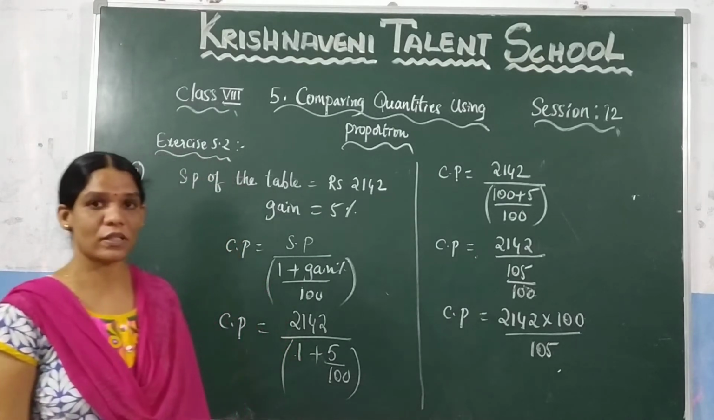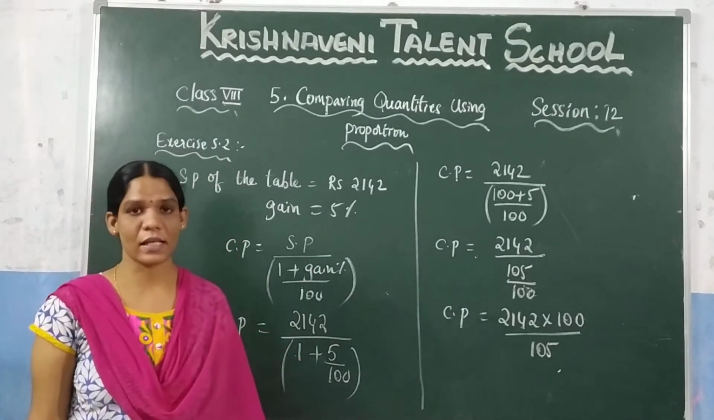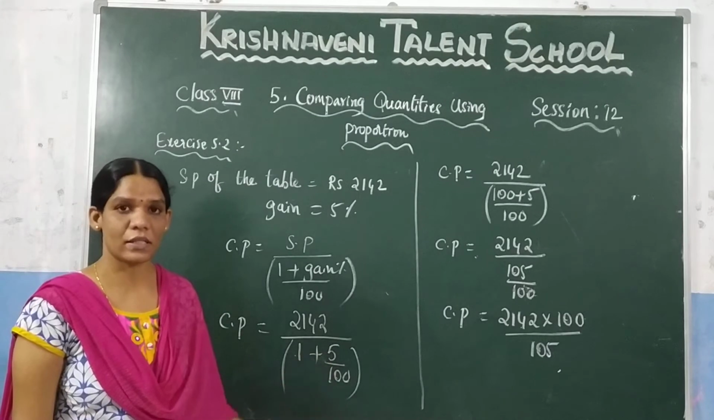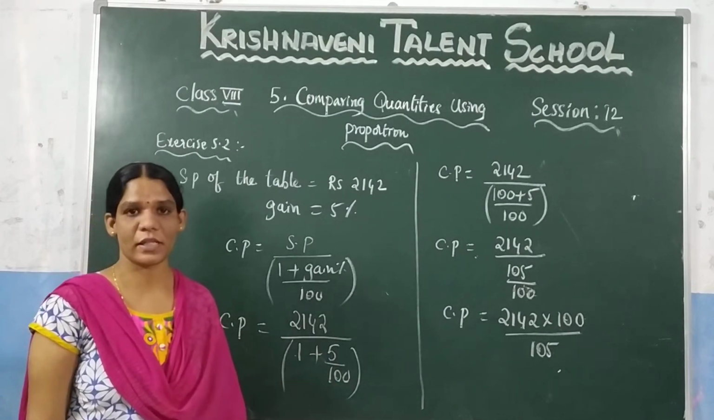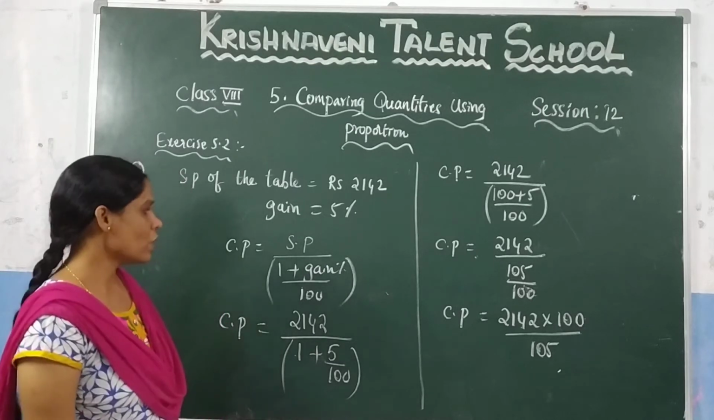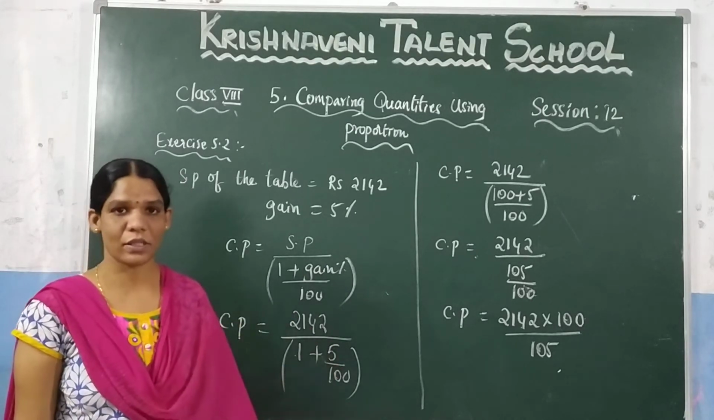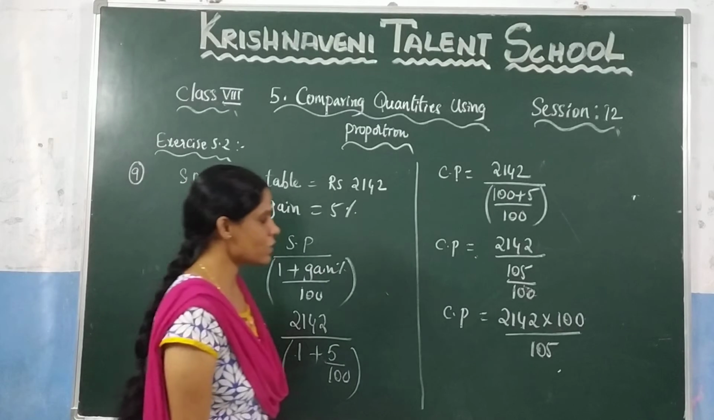So what they have given here is the selling price and the gain, and based on that, you need to calculate what is the cost price of the table. So by using this formula, you can calculate the cost price. Let us solve this one.